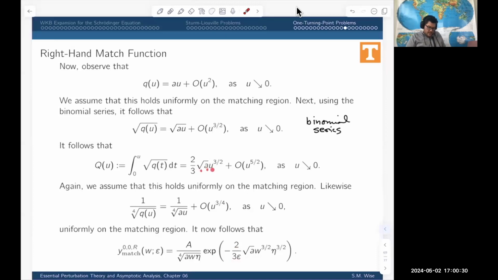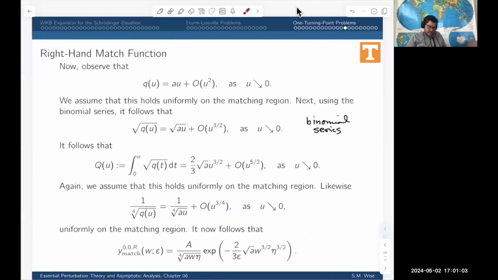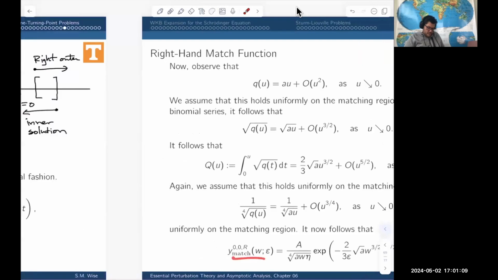Square root of A. The U you replace with W eta. So that becomes W to the 3/2, eta to the 3/2. And I'm not going to worry about how big the error terms are, whether they're order epsilon or whatever. I don't care, right? Because I'm doing a very coarse-grained matching, and I'm not really interested in anything which is higher order. So starting with this, do those very simple asymptotic expansions to get those things, and we get this asymptotic approximation. So that's my matching term.